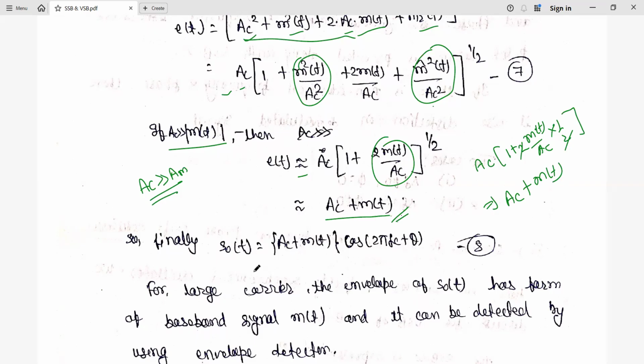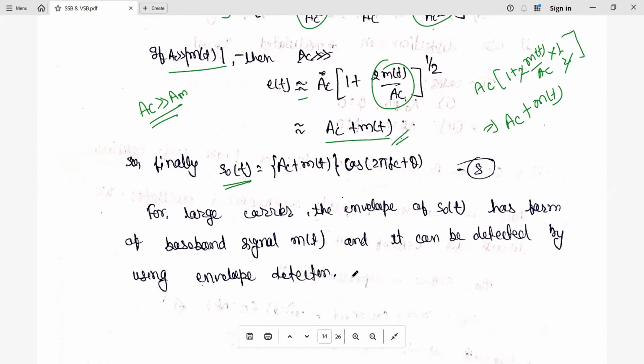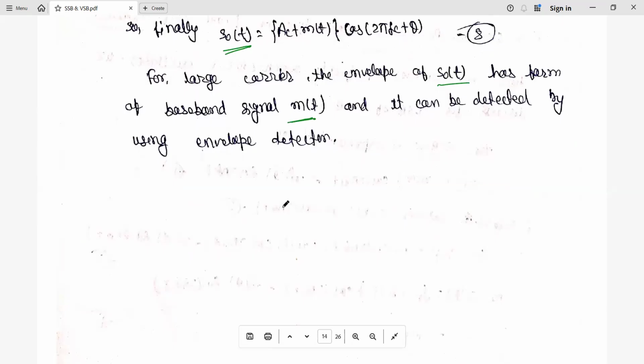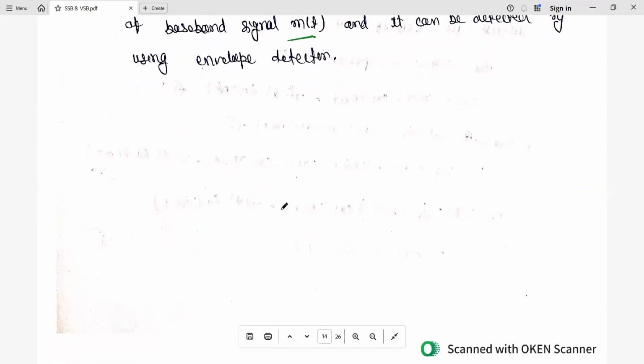So we can substitute that in the previous equation where we started with E of t. So now S of t is AC plus m of t into cos 2 pi f c t plus theta. So finally, what we are seeing is that here one is the message signal component, another is the carrier signal. So when we have a large carrier, the envelope of S of t forms the baseband signal m of t, and it can be detected by using the envelope detector. Already we have seen the discussion of how the envelope detector is going to work.